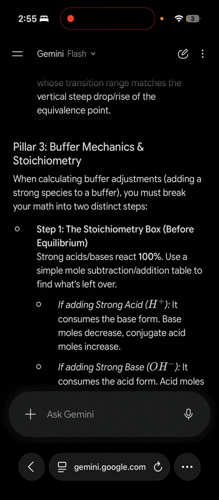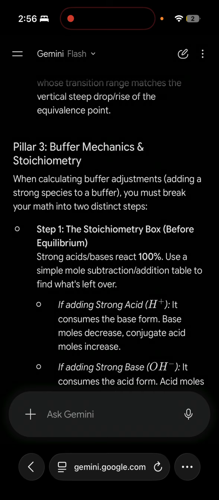For buffer pH calculations, use the Henderson-Hasselbalch equation. If the concentration of the weak acid equals the concentration of the conjugate base, pH equals pKa. For adding small amounts of strong acid, H+, the conjugate base consumes it, so base decreases, acid increases. For adding small amounts of strong base, OH negative, the weak acid consumes it, acid decreases, base increases.